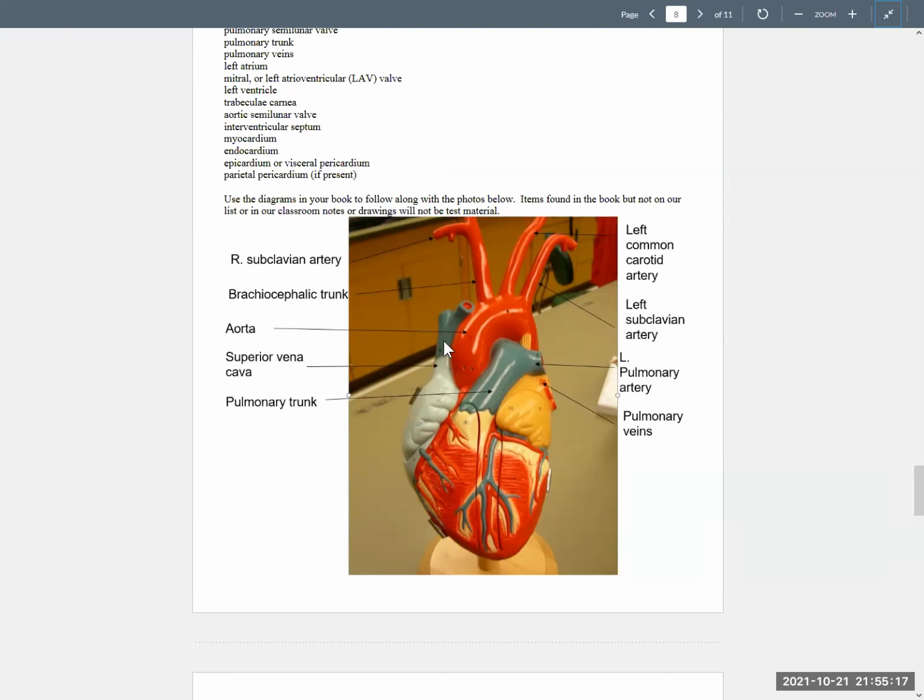Here's the superior vena cava here, entering into this structure, unlabeled, but it's the auricle for the right atrium, or you could just call it the right atrium. And then the left ventricle is down here, but it's not open to show you yet. This is the pulmonary trunk, a pulmonary artery here, and pulmonary artery coming out the other side.